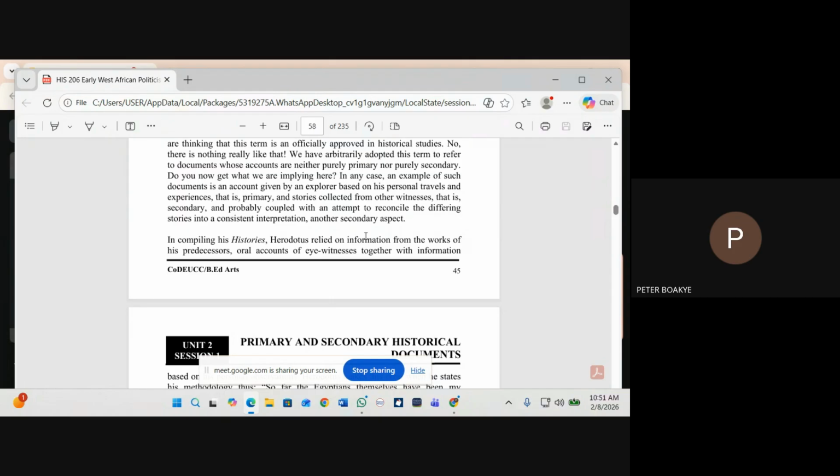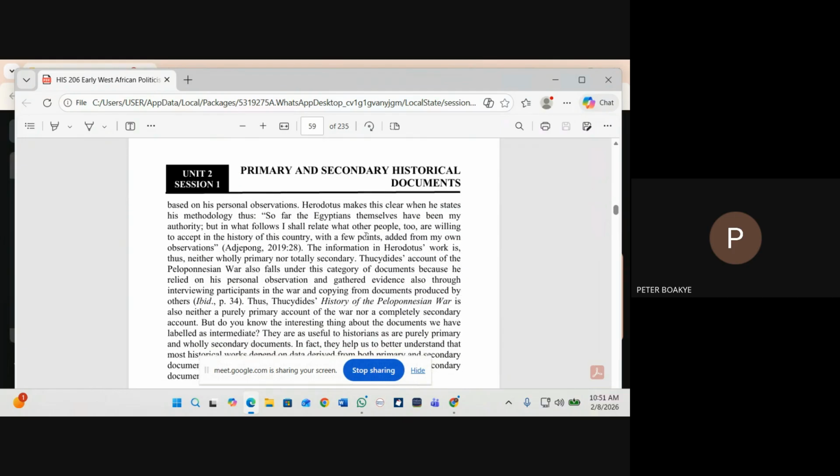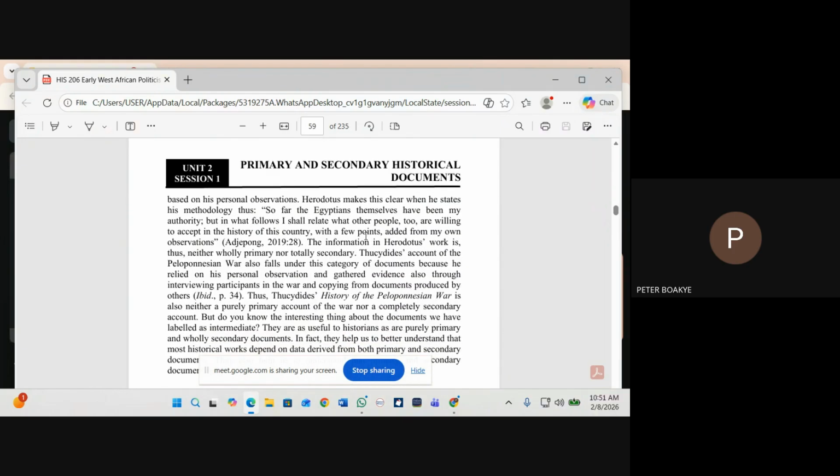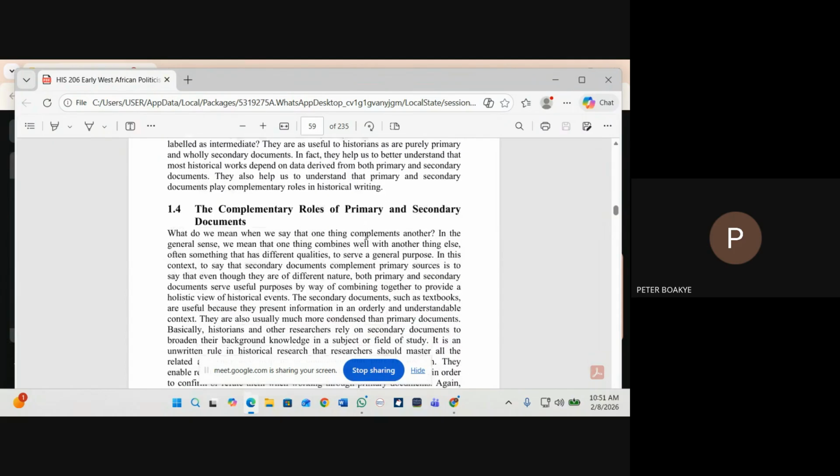In compiling his histories, Herodotus relied on information from the words of his predecessors, oral accounts of eyewitnesses, together with information based on his personal observation. So Herodotus was the father of history in the accounts that he compiled.